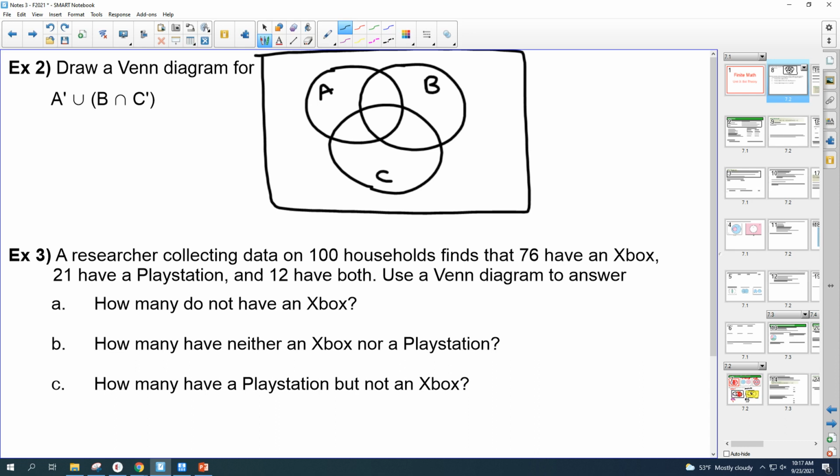Now, does anybody know how many different regions there are in this picture? Think about it this way. There are 3 sets, so there would be 2 to the 3 or 8 subsets. There are going to be 8 different regions of that graph. So I'm going to label or number those regions. I'm going to have 1, 2, 3, 4, 5, 6, 7, 8.